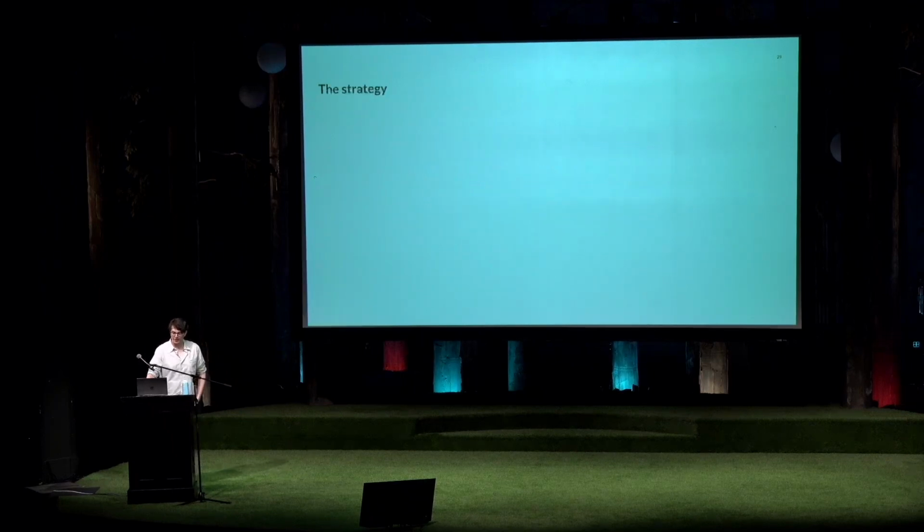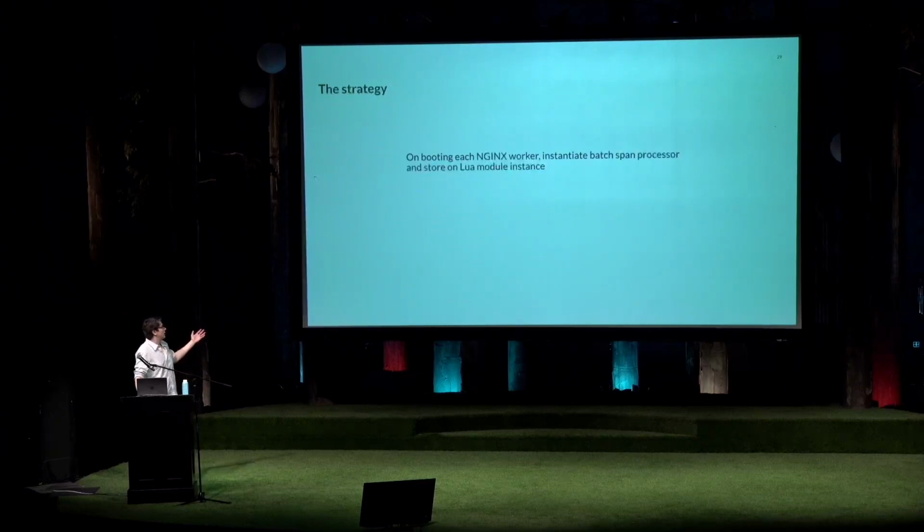So that left us with the following strategy. On booting each NGINX worker, we instantiate a batch spam processor and store it on a Lua module instance. All of the requests fielded by a given worker will push to the same batch spam processor, and that batch spam processor will manage its own export pipeline, and we're going to try not to mess it up.